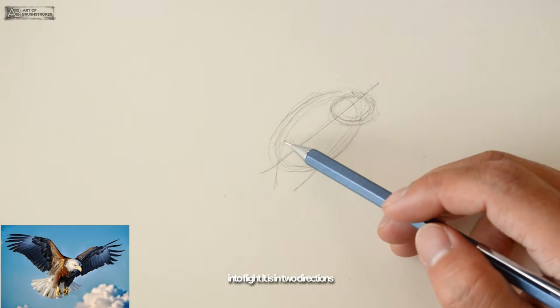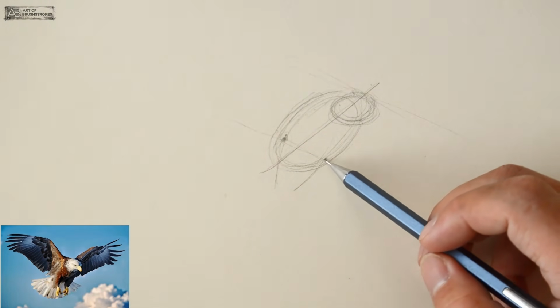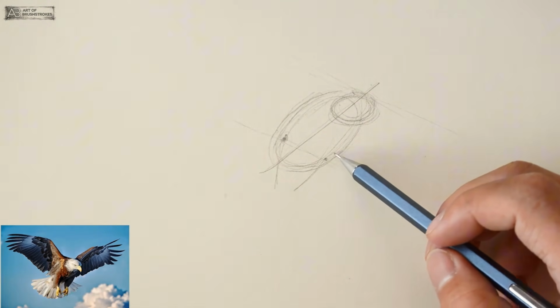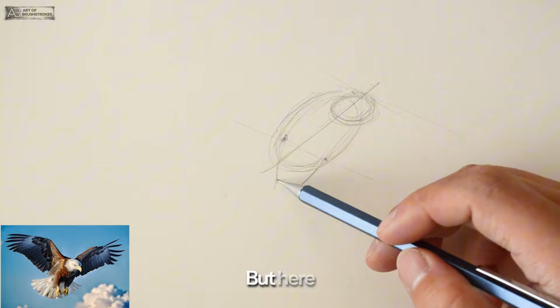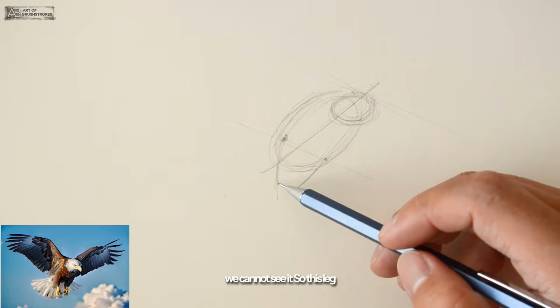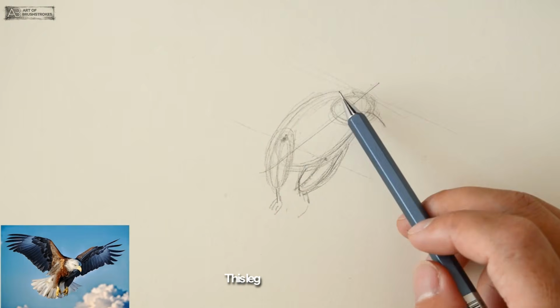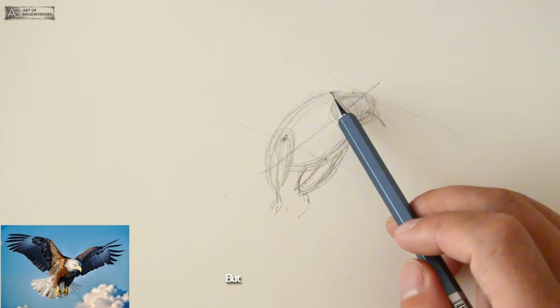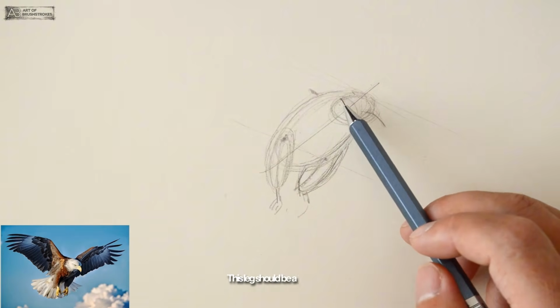It is in two directions. Let's first find the spot here. This point is here. The initial point of this leg should be here, but here we cannot see it. So this leg is heading in this direction. This leg is heading in this direction, but this leg needs to be a bit longer. This leg should be a bit shorter.